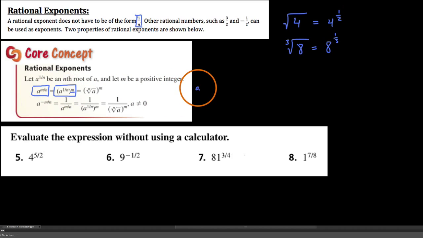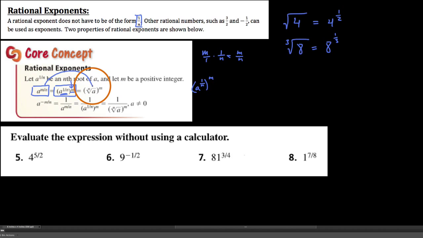So a to the 1 over n to the mth power, we would multiply the exponents, and what we get is m over 1 times 1 over n, which is the same thing as m over n, which is what we have here. So you can see that a to the m over n really is the nth root of a taken to the mth power.